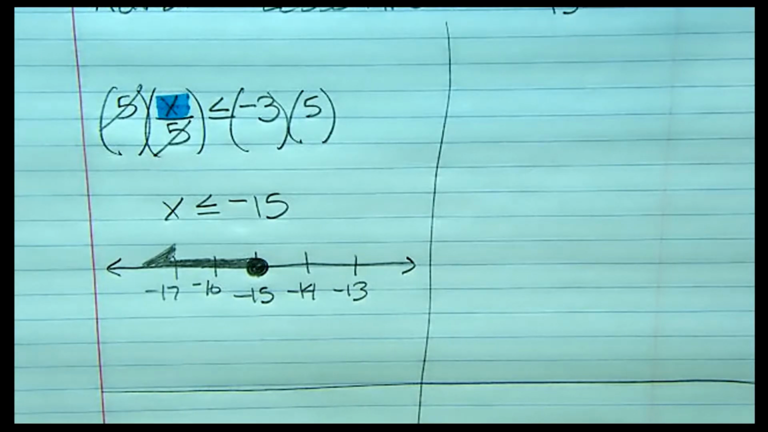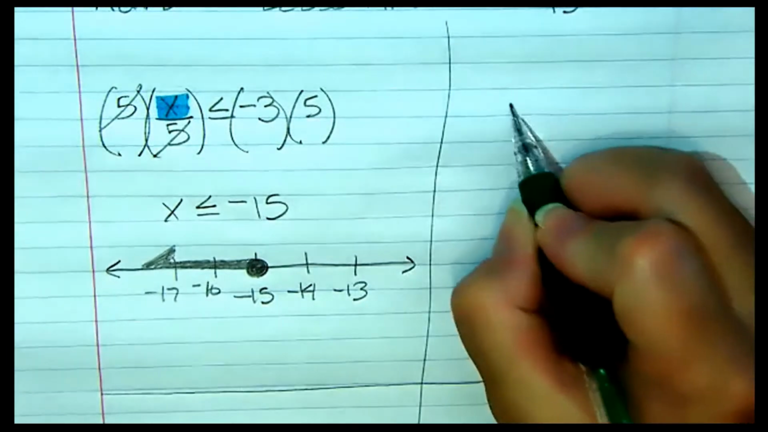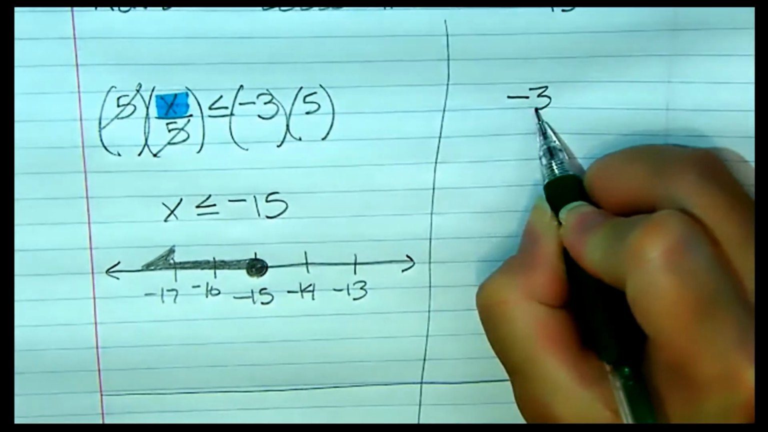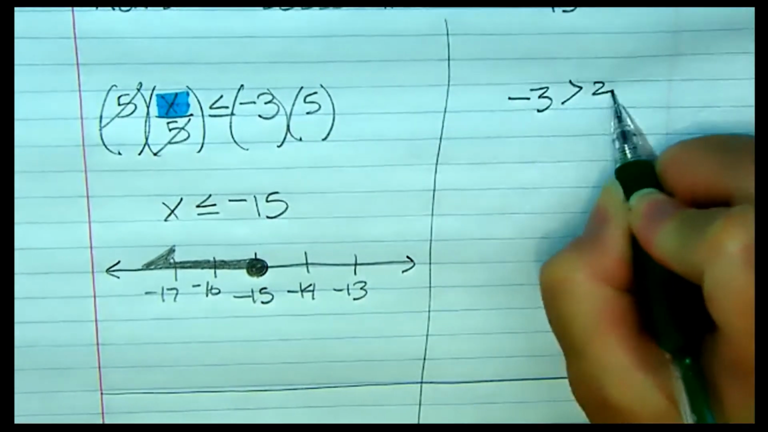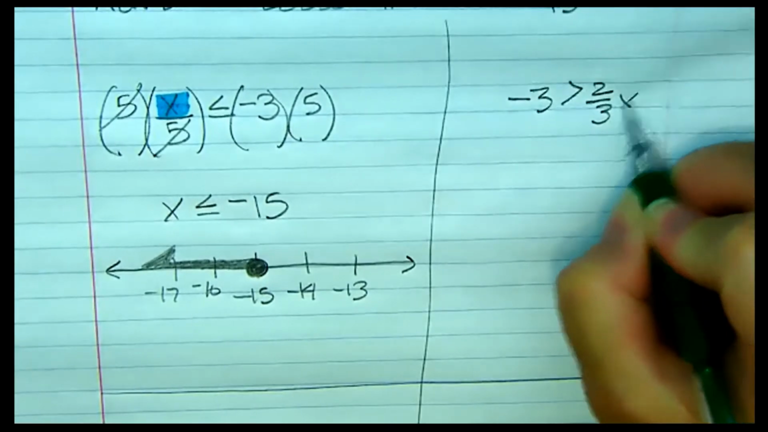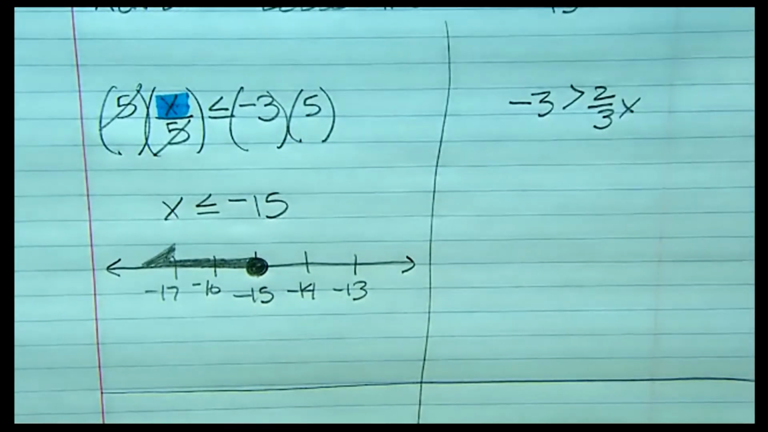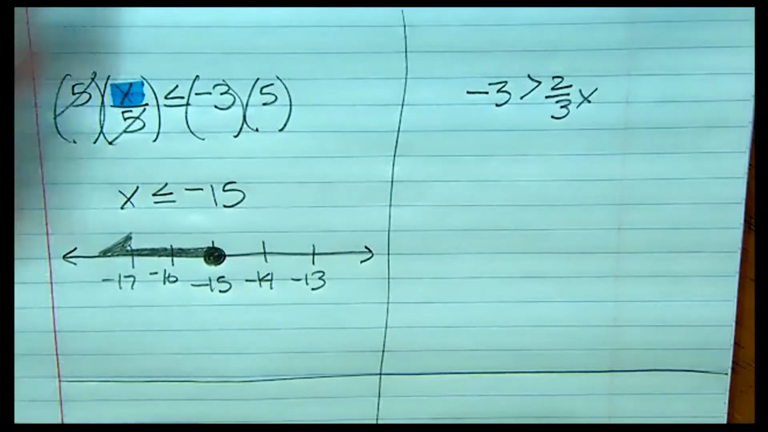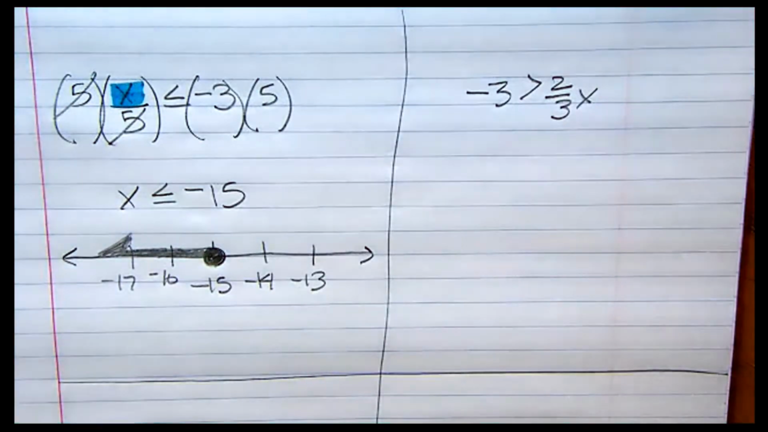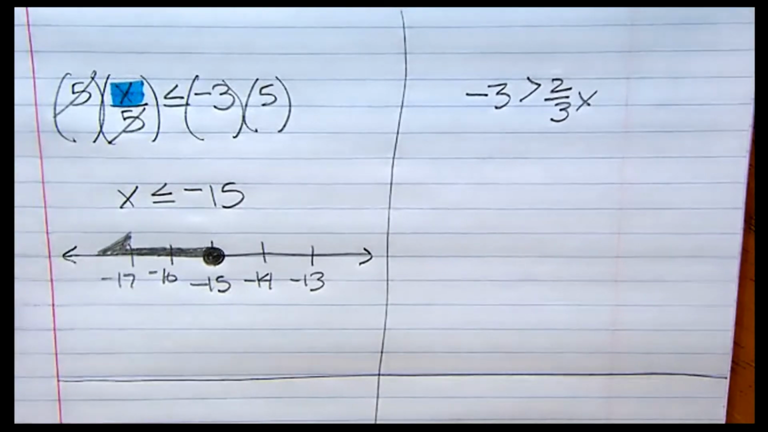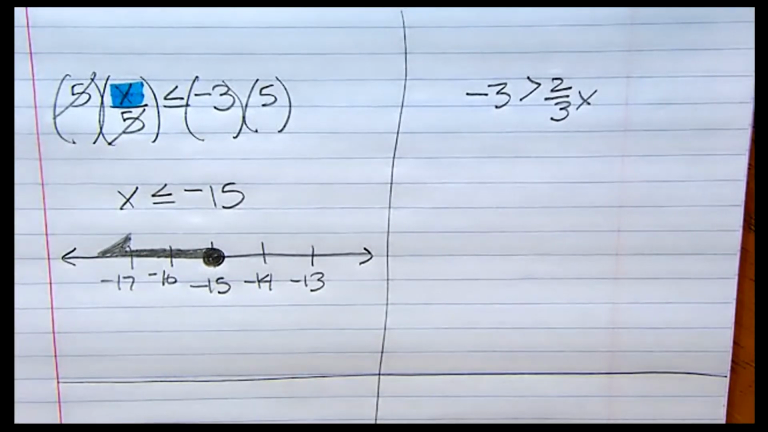Okay, I want you to try one on your own. -3 is greater than 2/3 x. I want you to try that one on your own. Okay, some of the answers I see coming in are looking pretty good. So let's go ahead and solve this.